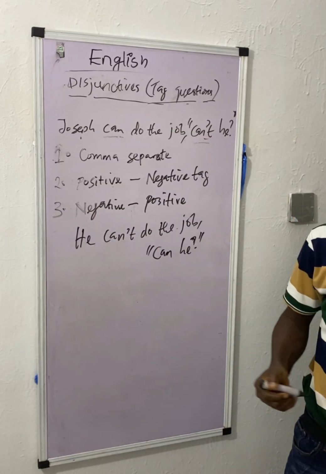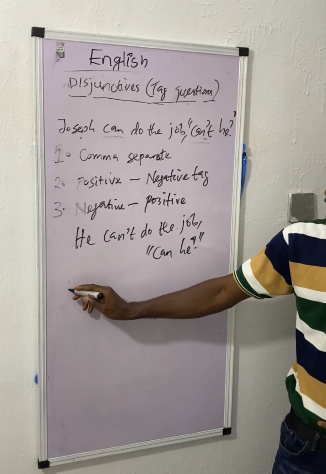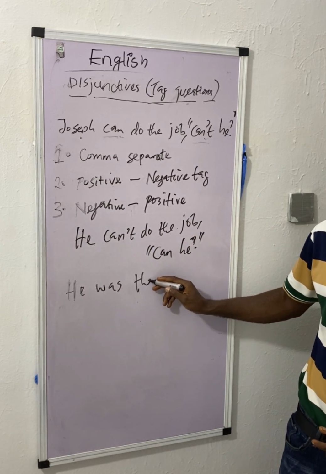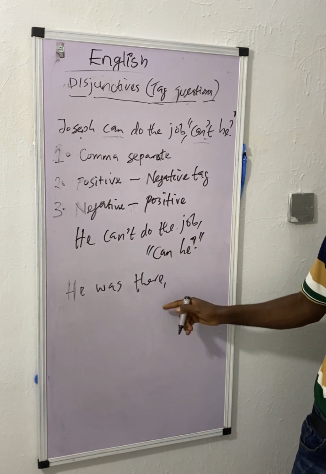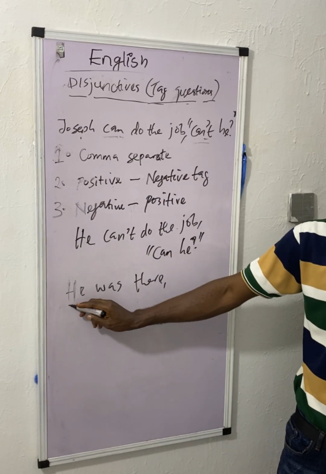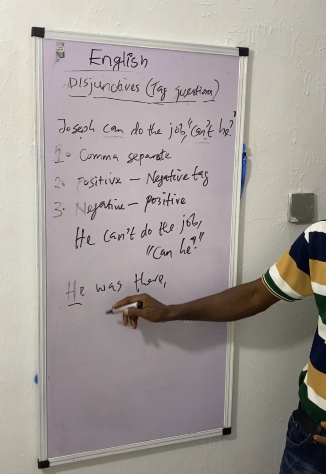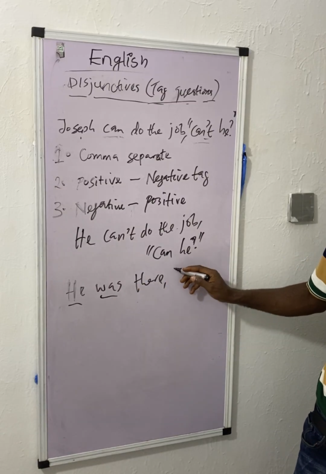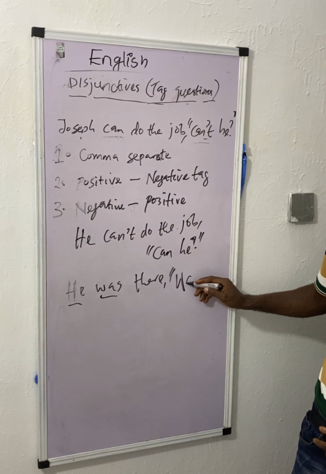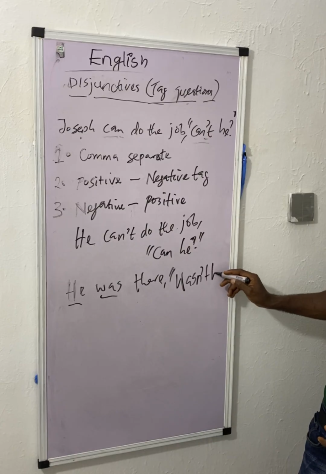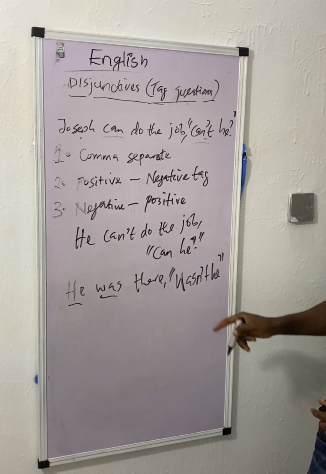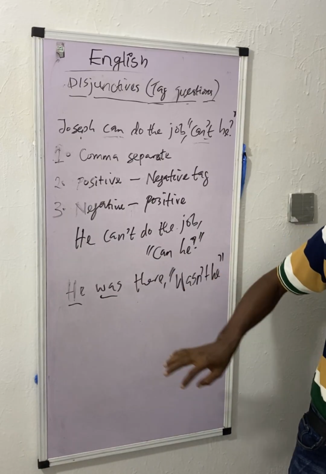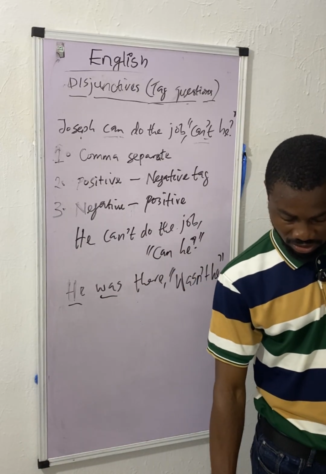So for example, he was there. What tag do we put here? This is the subject, auxiliary verb. So we convert this auxiliary verb to the negative form, because here it's in positive form. So we are going to put wasn't, right? Wasn't he, repeated in the tag. So that's that for that. Maintaining the tense, this one is a past tense. It's an expression in past tense.